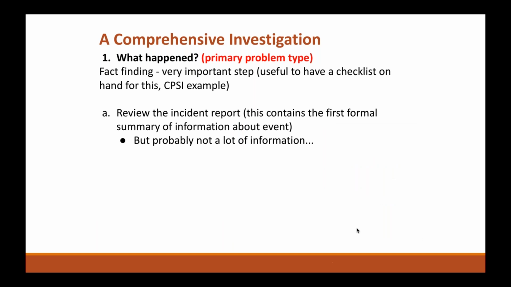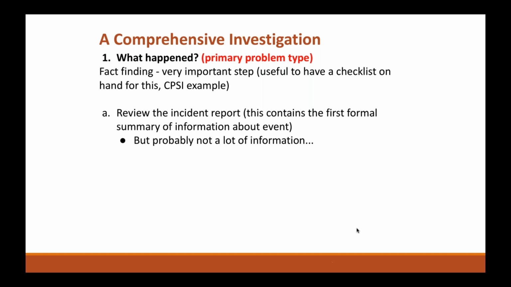Okay, so the primary problem type, what happened? This is fact finding. We're not talking about what should have happened, we're talking about what did happen. And the fact finding is a very important step, and it's useful to have a checklist on hand for this, and the CPSI provide an example in their framework.